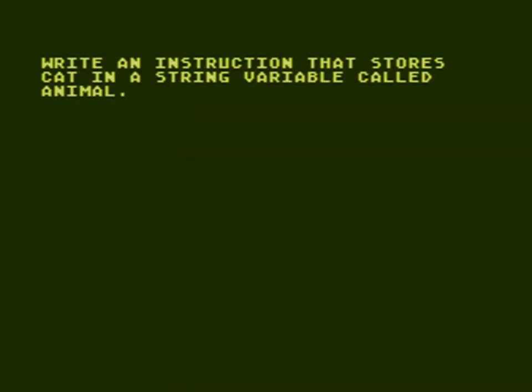Remember, we stored numbers in variables using the word let. Here's how a word is stored in a string variable called animal. We type let animal dollar sign equal dog. Notice the quote marks around the word. Question 2. Now type in a statement that stores the word cat in a string variable called animal.